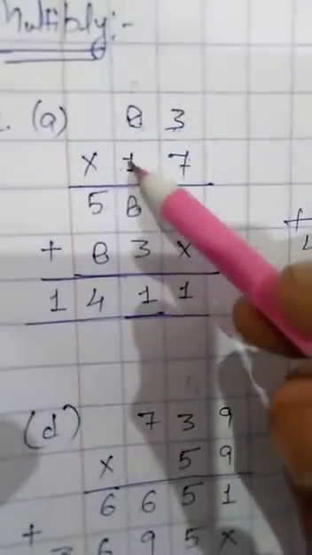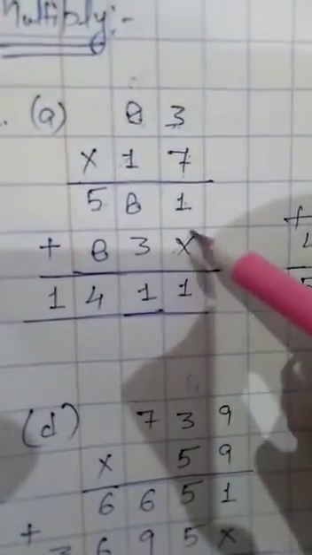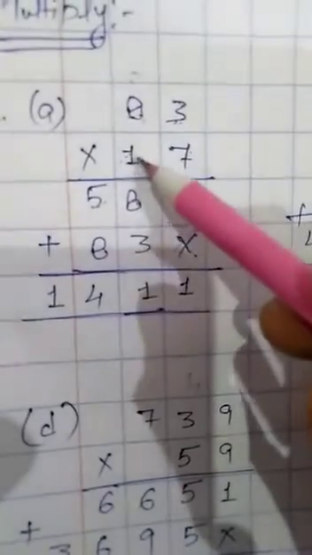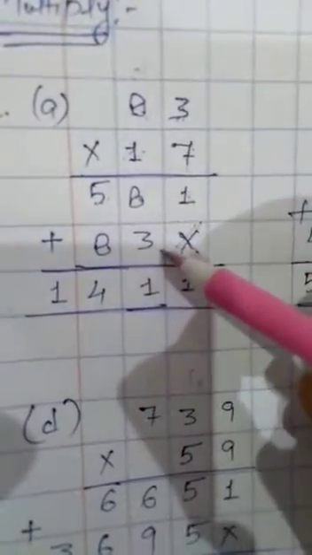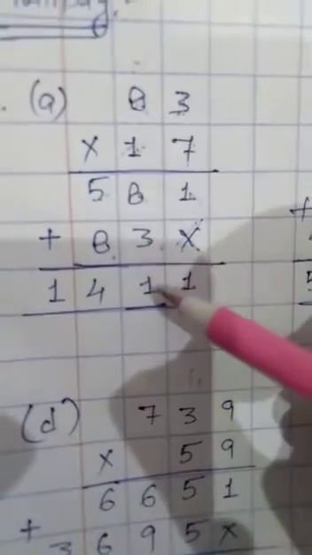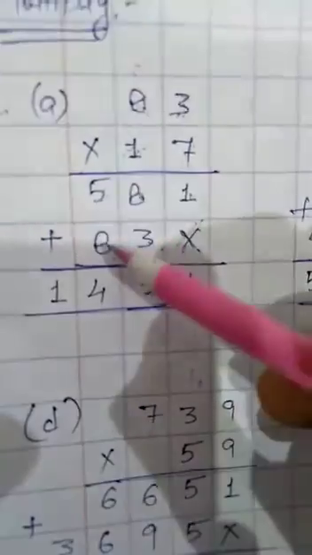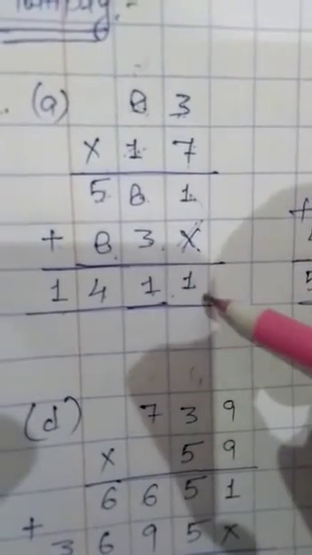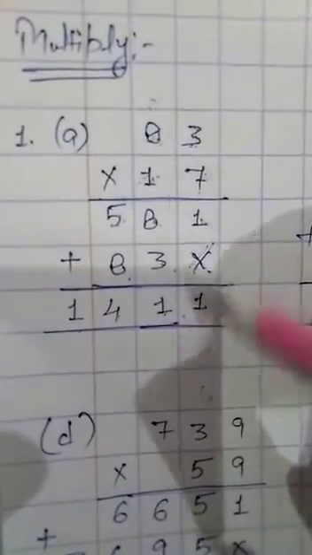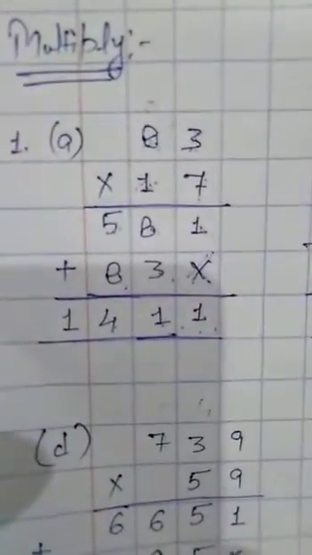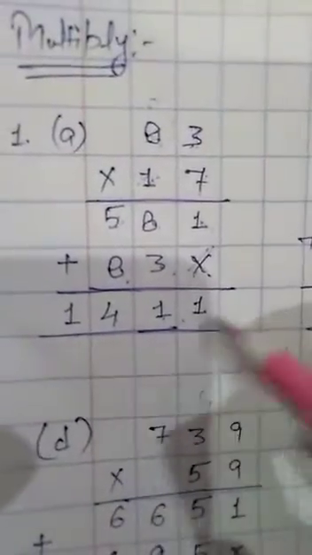Now we will multiply 1 into 3 and 8. Before we do 1 into 83, we will write a cross here, and now we will multiply 1 into 3. 1 three is 3, and now 1 into 8. 1 eight is 8. Now we will add: 1, 8 and 3, 11. We will write here 1 from 11, and 1 will be carried. 5 and 1, 6, and 8, 14. So 1411 is our answer. 83 multiplied by 17 is equal to 1411.